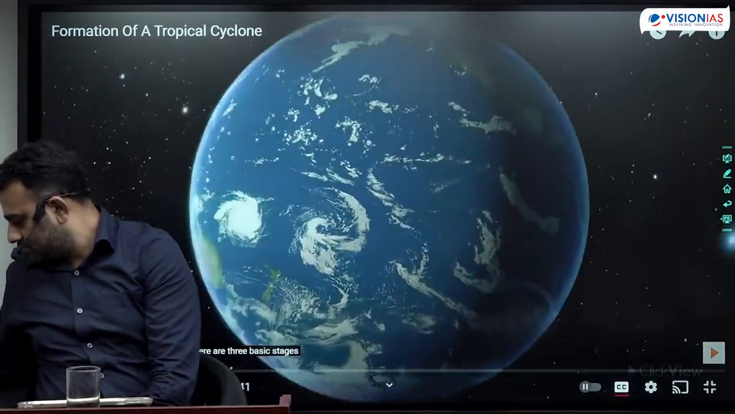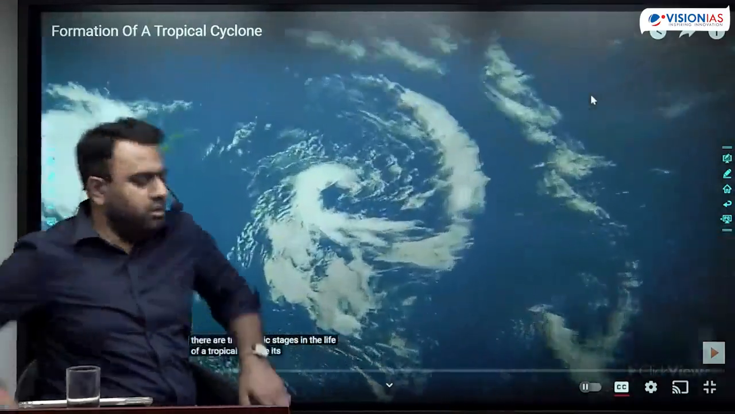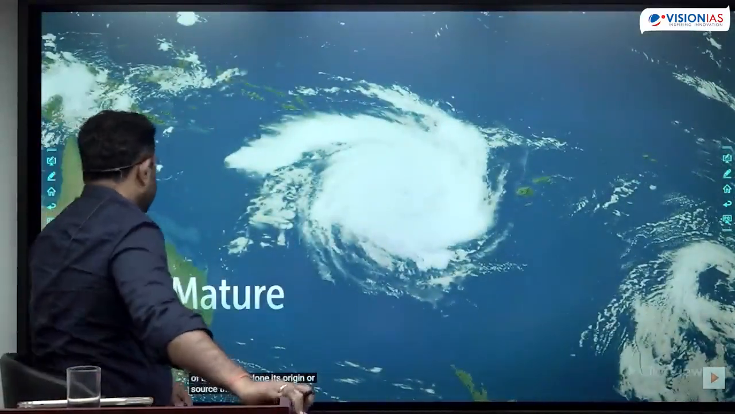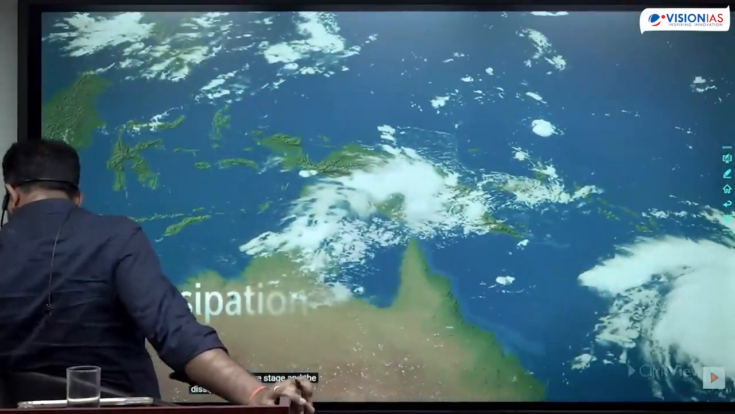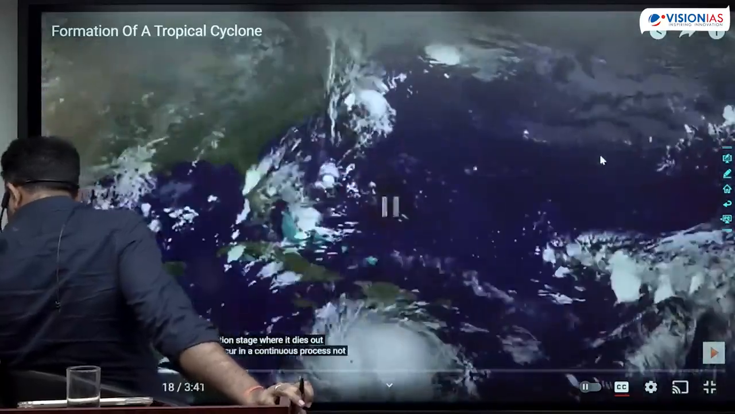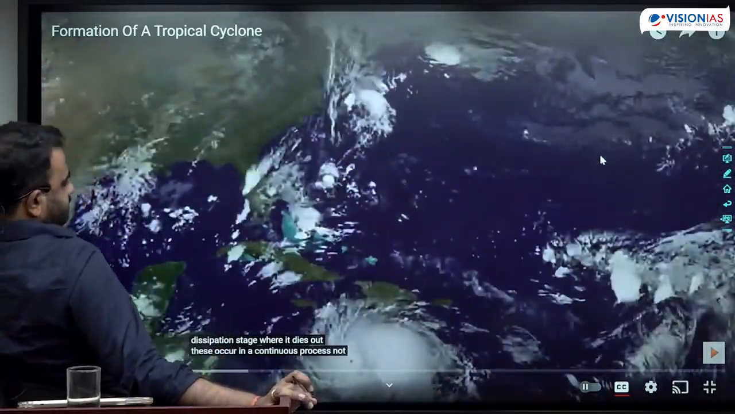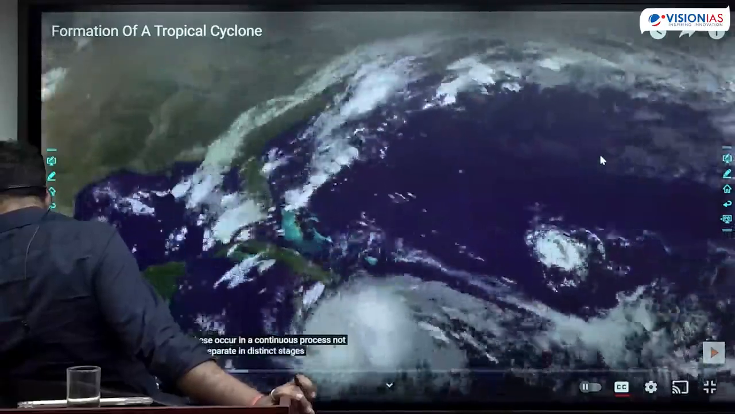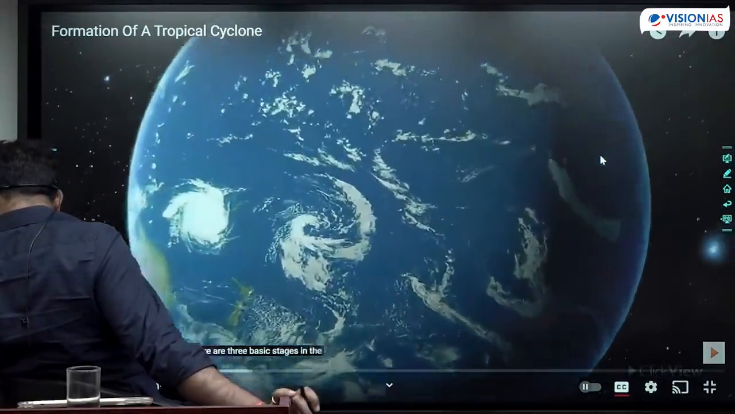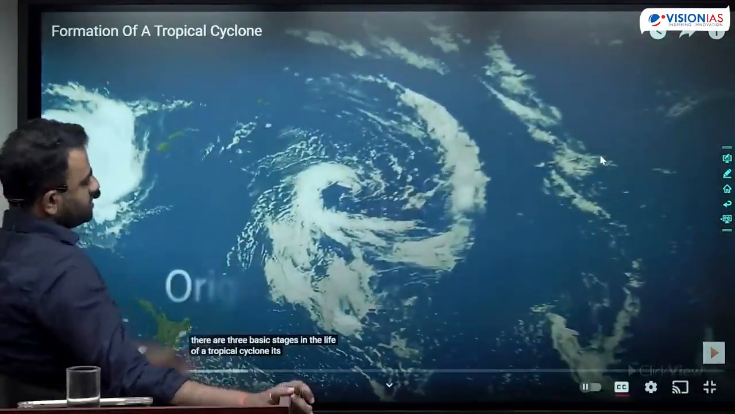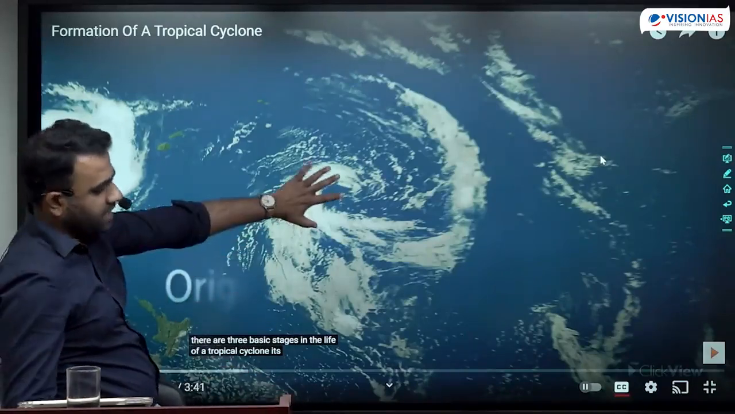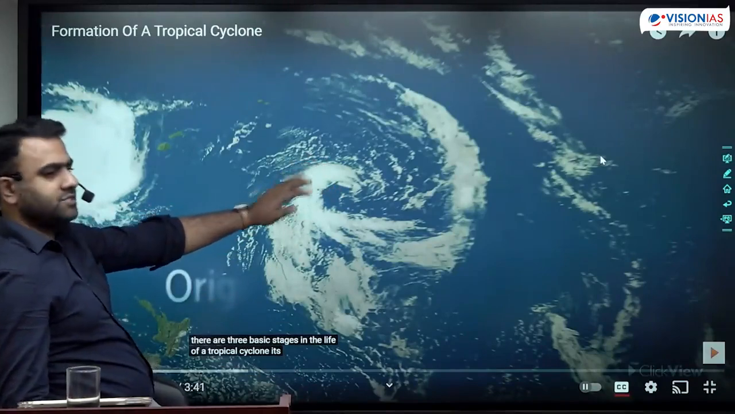There are three basic stages in the life of a tropical cyclone: its origin or source, the mature stage, and the dissipation stage where it dies out. These occur in a continuous process, not as separate and distinct stages. This is just the beginning part. You can see clouds are just forming and they're converging, and the air is converging and rising, and the system is just building up.